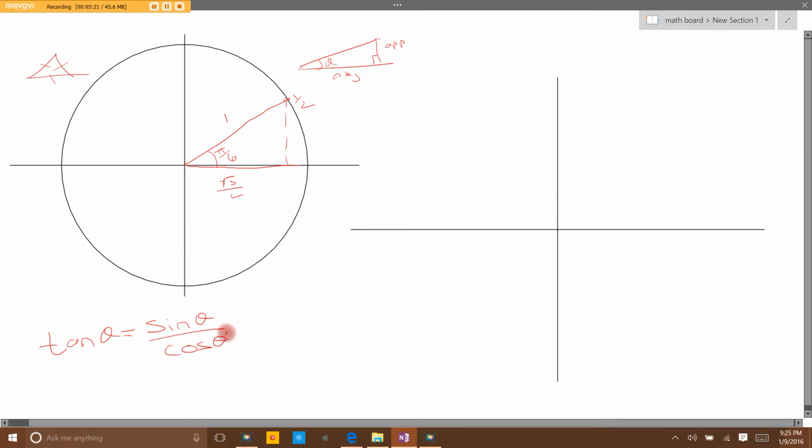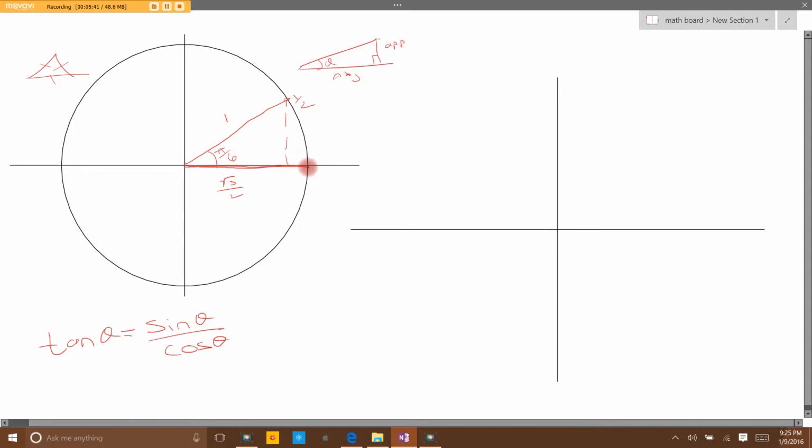So whenever cosine theta is 0, that is when the graph is asymptotic, right? So when is cosine theta 0? Well, we look at the unit circle, and remember cosine theta is x, right?